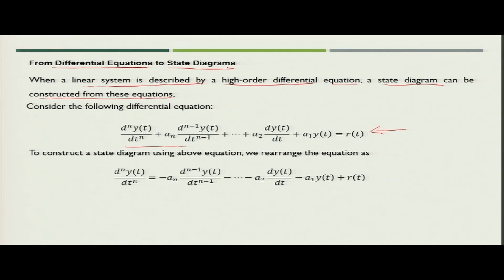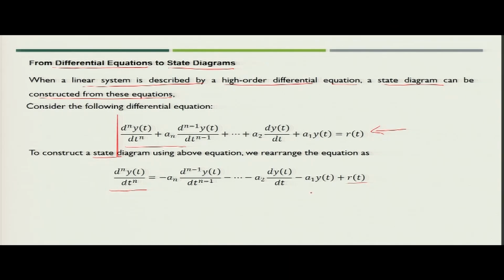So, first what we have to do is rearrange this equation as shown in this equation. That is, we will write d^n y by dt^n equal to minus a_n d^(n-1) y by dt^(n-1) and so on, minus a_1 y(t) plus r(t). What we have done is kept this as the left component and shifted the rest to the right side. So, we got this equation from the previous equation.